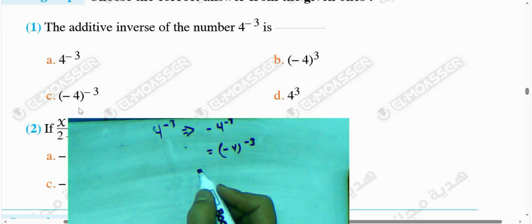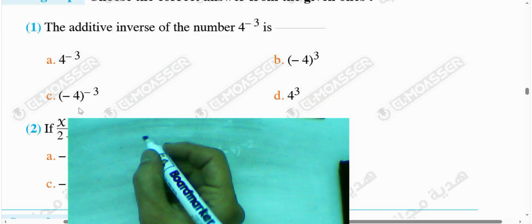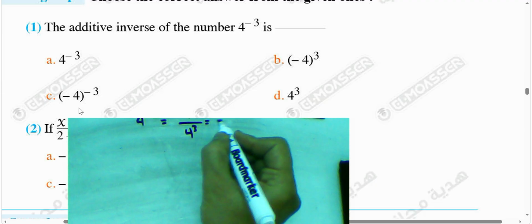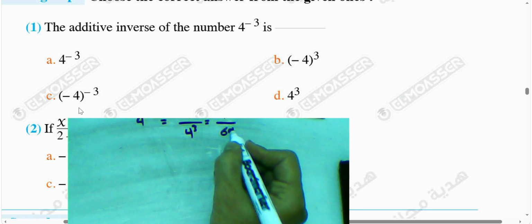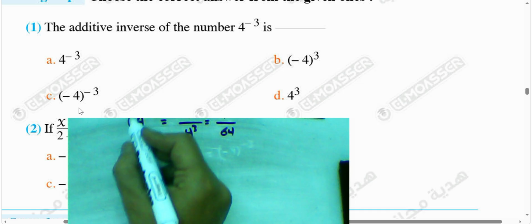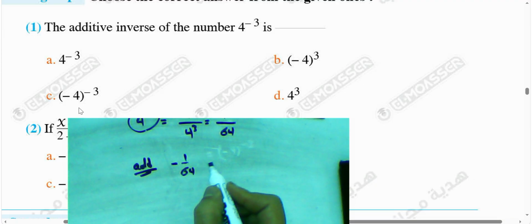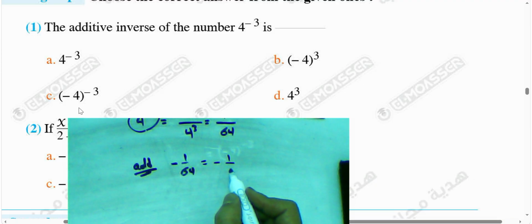It's the additive inverse. Understood? Okay, I will explain it again. Listen to me. We know 4 power negative 3 equals 1 over 4 power 3, which equals 1 over 64. Then the additive inverse of this answer will be negative 1 over 64. It will be negative 1 over 4 power 3.